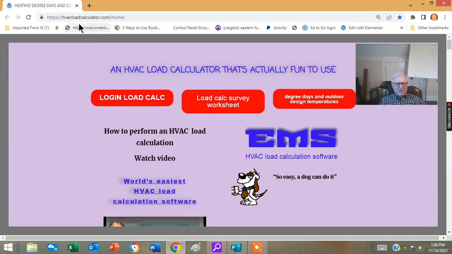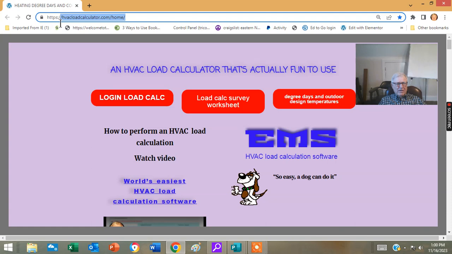To access our software, go to hvacloadcalculator.com/home. And be sure you put the home on there, otherwise you'll go off to another site and get lost. So go ahead, just put the home on there, and so you end up on this page right here.